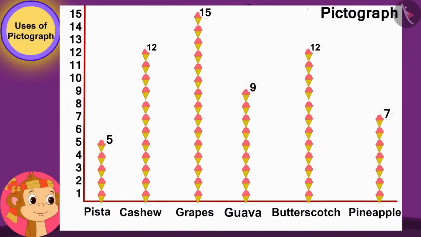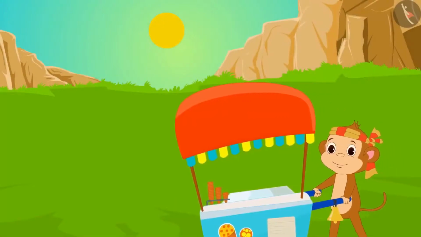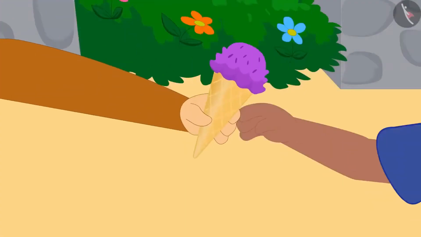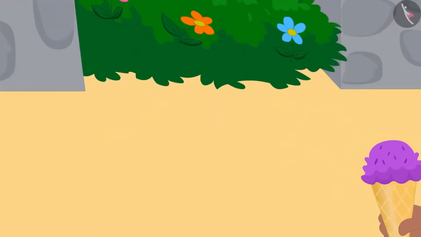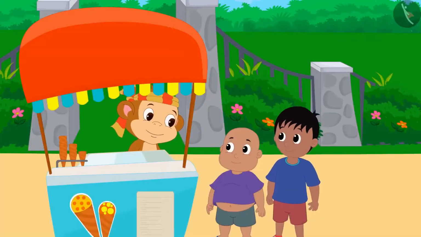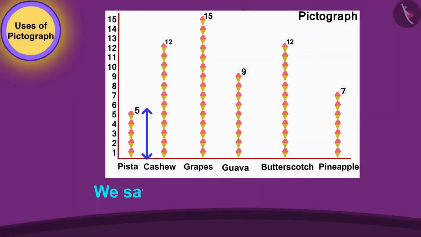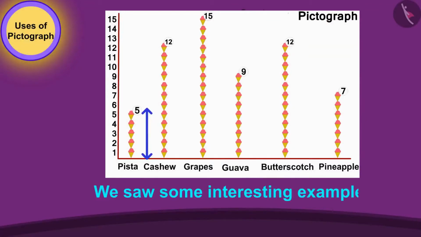Babban has decided, with the help of the pictograph, that he will also start selling grape ice cream from the next day. Babban sold grape ice creams at his stall the next day, and everyone liked it very much. In this video, we saw some interesting examples related to the pictograph.